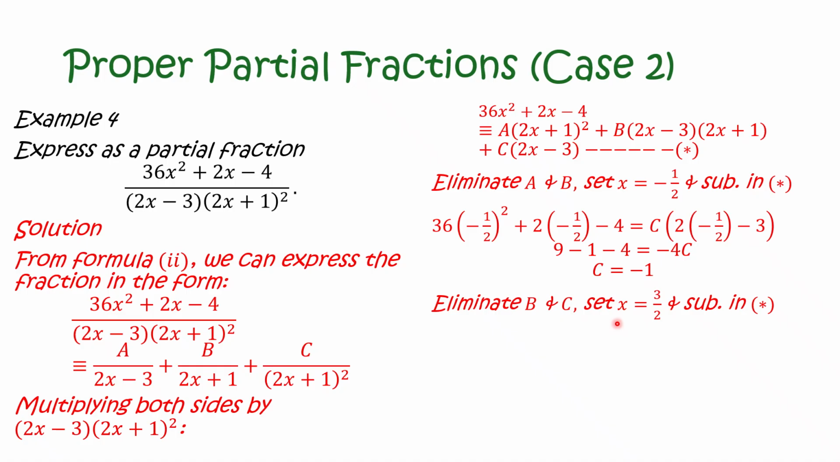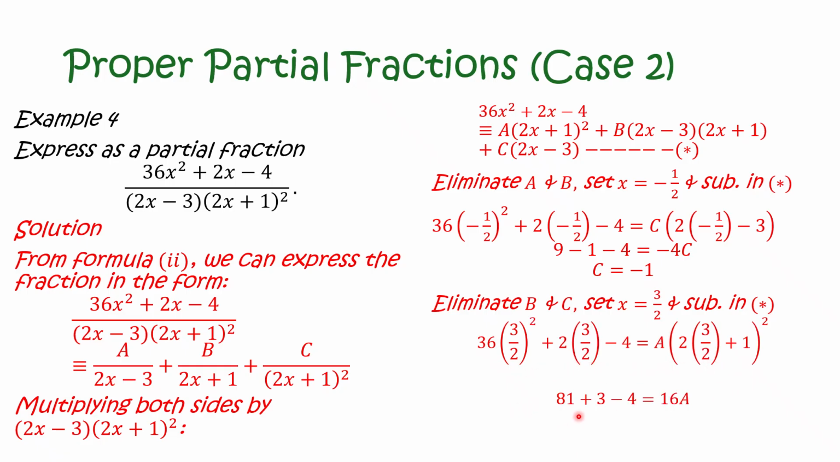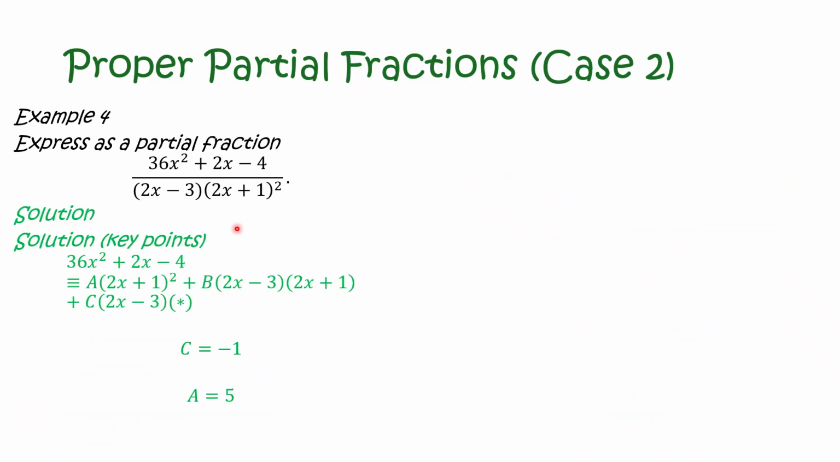We move on to eliminate B and C. So we identify the expressions that affect B and C, and we see that from equation star, the B and C have 2x minus 3. So setting that to 0 and solving for x, we get x of 3 over 2. And substituting that value into equation star, we are going to have that. And simplifying further, we would have 81 plus 3 minus 4 is equal to 16A, implying that our A is equal to 5. Great. We move on with our solution.